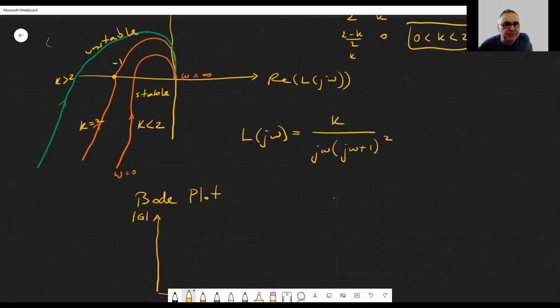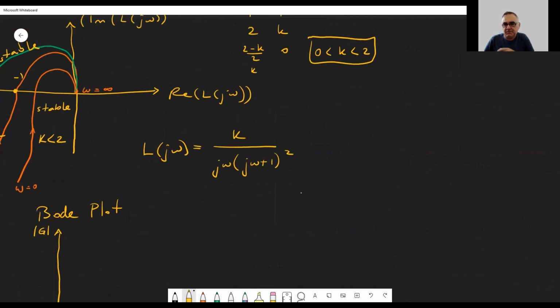What is the phase of this thing? Let me do it here. This point we said is important, -1. If you have a transfer function that passes through that point, let's say exactly at that point, what is the magnitude and phase of this transfer function at that point, okay?